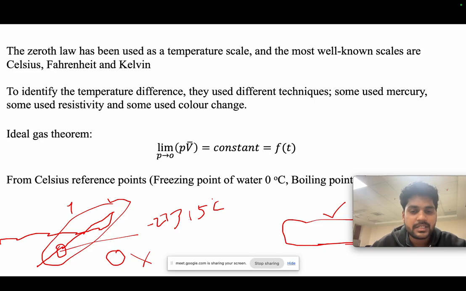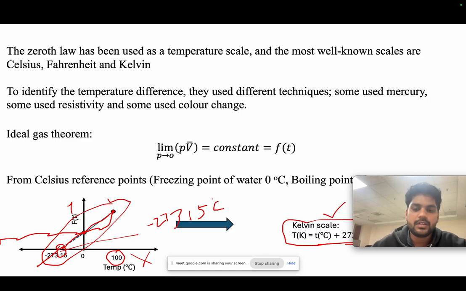What does the ideal gas theorem say? We have two different states, P and V, which are functions of T. T is temperature, and we have the freezing point of water and the boiling temperature. We have seen in the graph that if you take the linear extrapolation, we get minus 273 as the basic point. And then we have the Kelvin scale.